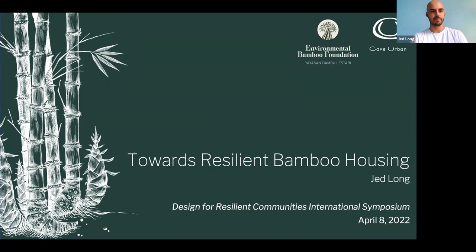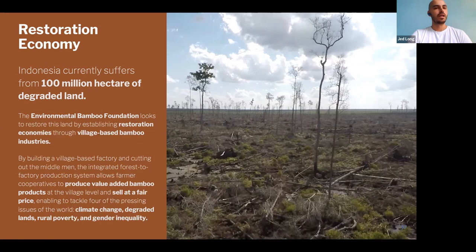So the goal of the EBF is to create new livelihoods through restoring degraded land. And in Indonesia, there is a lot of that. And also they want to make sure they can maintain and ensure the ongoing cultivation and care for a local environment in which their projects are based. So it's a project based upon local engagement and education where they're establishing village-based industry. And in the case of our project, they're looking to value add to the bamboo that they're growing before they sell it to industry.